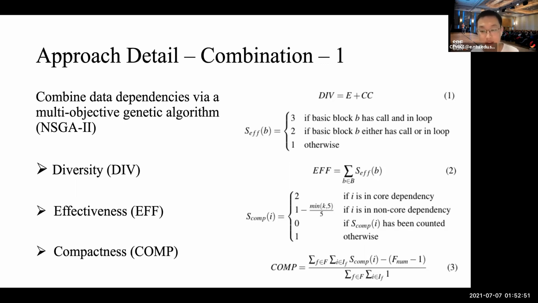Well, compactness, COMP, it represents the simplicity of a fuzz driver. It calculates the degree of redundant or unnecessary data dependencies that a fuzz driver contains. Given 2 fuzz driver candidates that have similar scores in DIV and EFF, we prefer the simpler one.